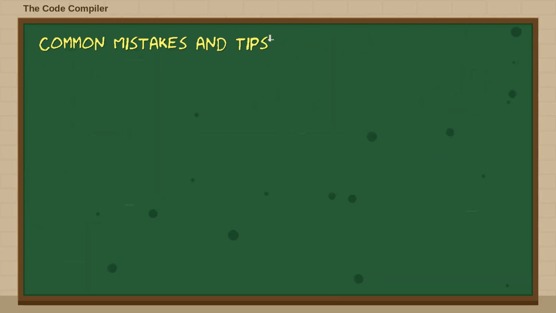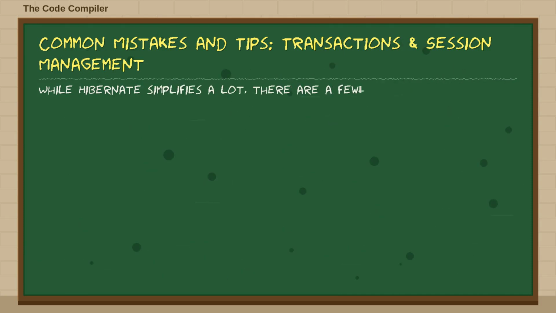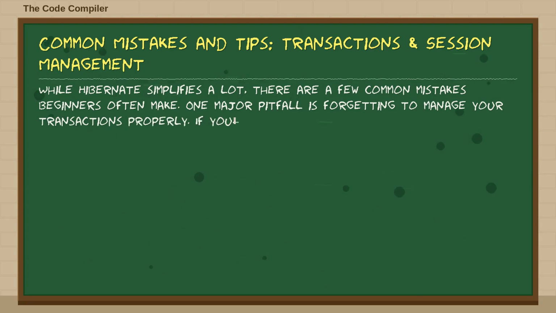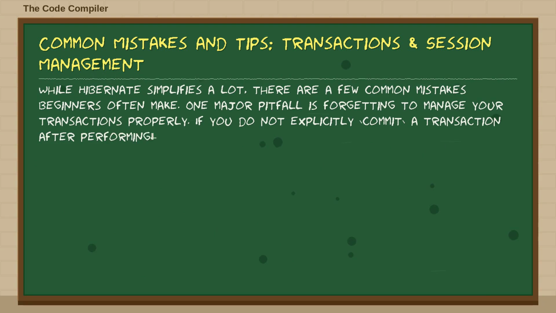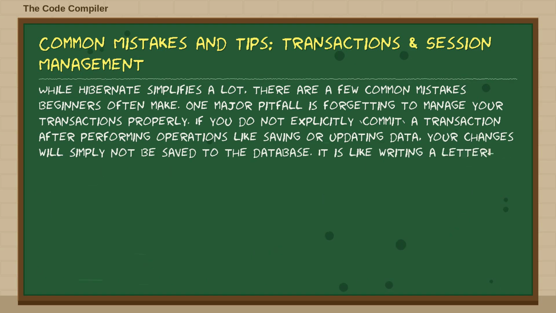While Hibernate simplifies a lot, there are a few common mistakes beginners often make. One major pitfall is forgetting to manage your transactions properly. If you do not explicitly commit a transaction after performing operations like saving or updating data, your changes will simply not be saved to the database. It is like writing a letter but forgetting to mail it.